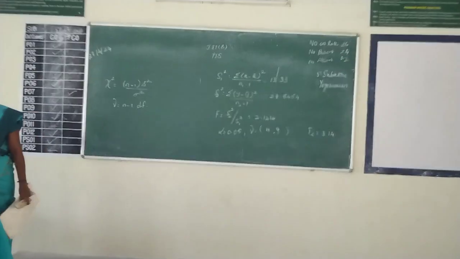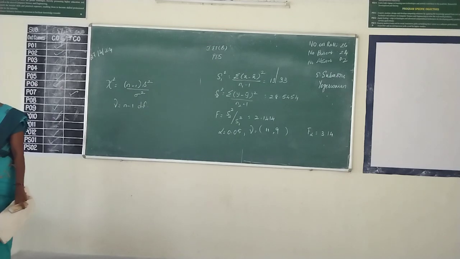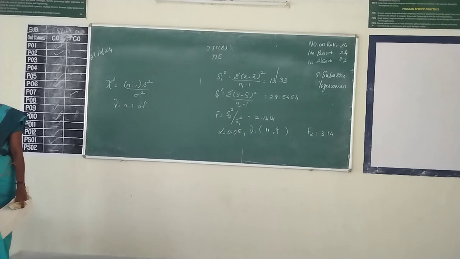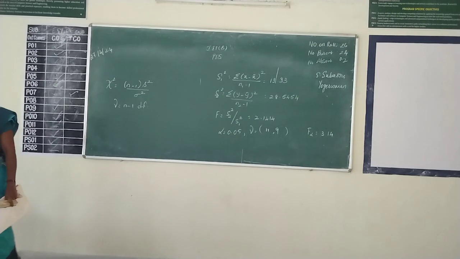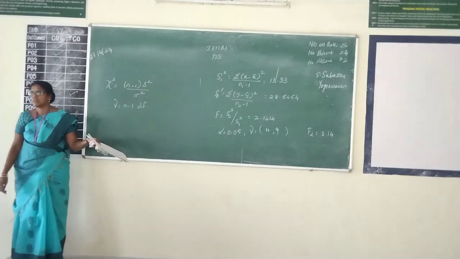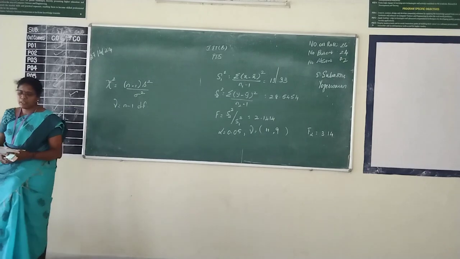What are the applications of chi-square, or what is the use of chi-square? What you can write? It can be used for testing for significance of single variance, then goodness of fit, and independence of attributes. All these three are applications or uses of our chi-square. Okay, so all the other procedures are same. Okay, so take a problem.